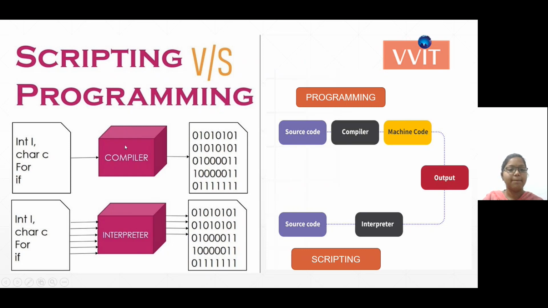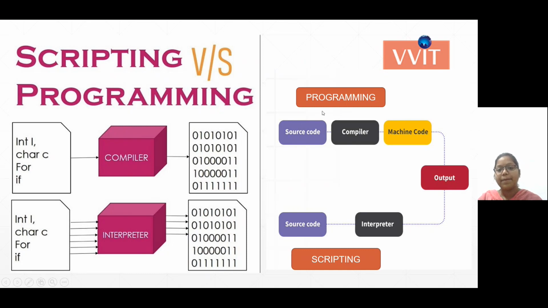Let's see what a compiler is first. Here, all the instructions at a time are converted into the binary code or the machine code. Whereas in an interpreter, each instruction at a time is converted into the machine code. Whereas in a compiler, all the instructions at a time are converted into the machine code. That is the major difference between a compiler and an interpreter. In the same way, the scripting language uses the interpreter, whereas the programming languages use the compiler in order to produce the machine codes which can be executed by the processor.